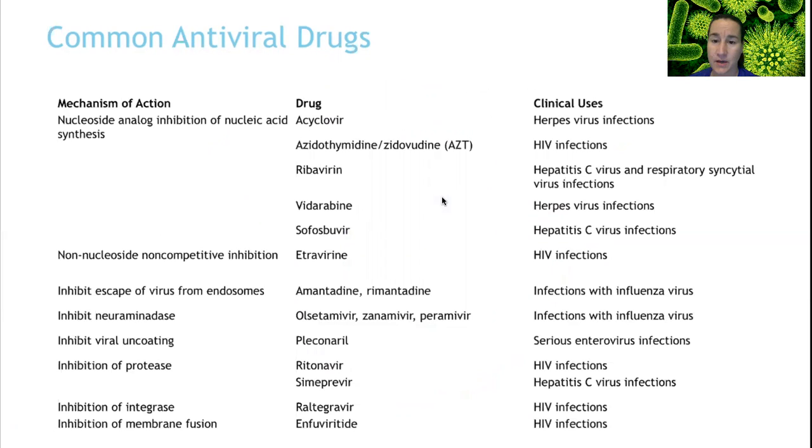Another antiviral therapy is something like Tamiflu. We're talking about COVID, but the flu was also going around. It might still be going around. And so that's going to prevent the virus from actually getting out of the cells.